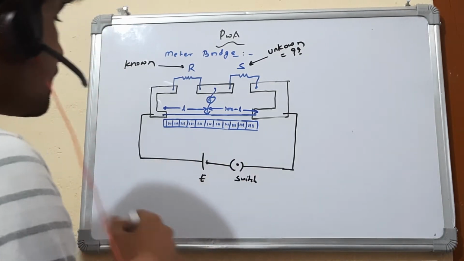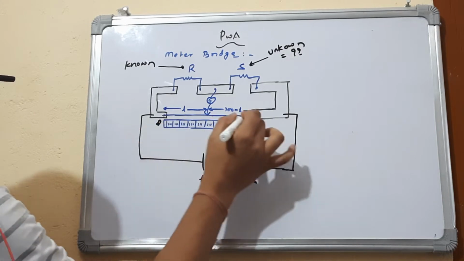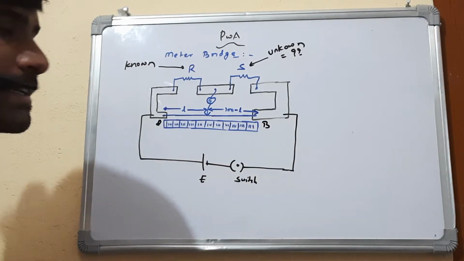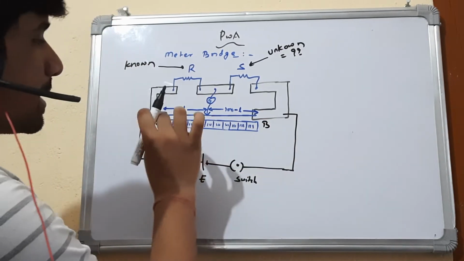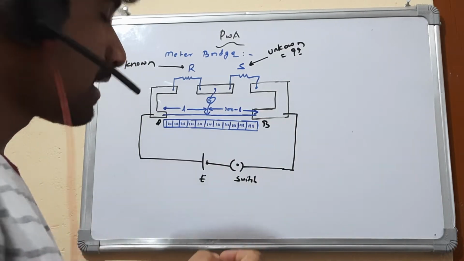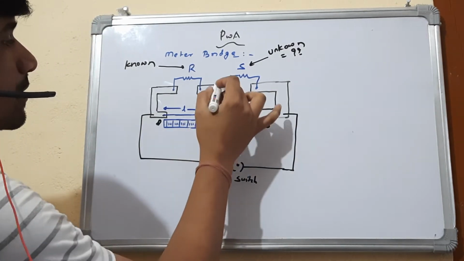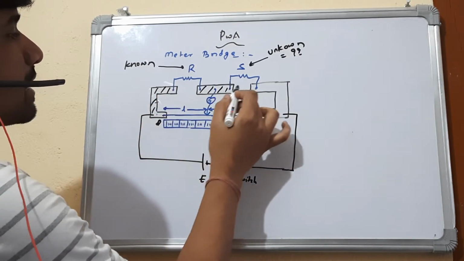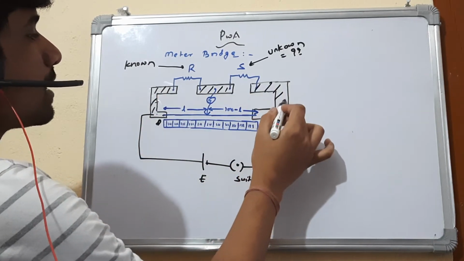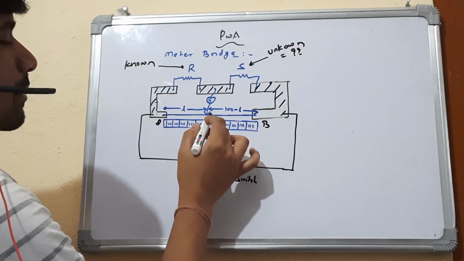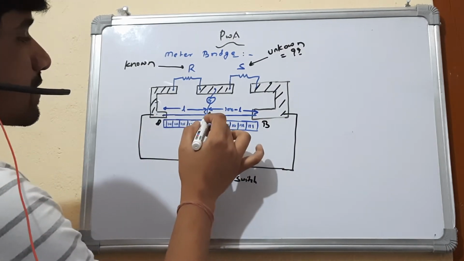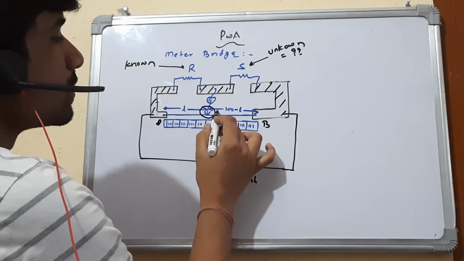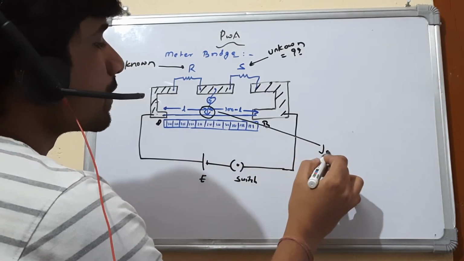The setup looks like this. You can see this is a wire, let's say AB, of length 100 cm, and this is a meter scale which is measuring the length of the wire. These are all metallic strips. From this metallic strip a galvanometer is coming out, and the other end of the galvanometer is connected to this needle-like structure. This is called the jockey.